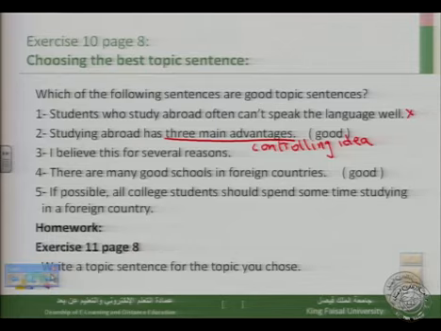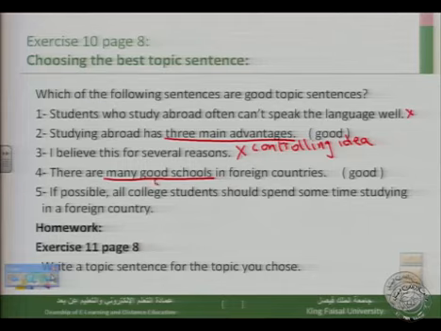Number four, there are many good schools in foreign countries. This is a good topic sentence. And here the controlling idea is many good schools. The writer here is going to show the reader how those schools are good in the foreign country and in what way those schools are good. So this is a controlling idea.